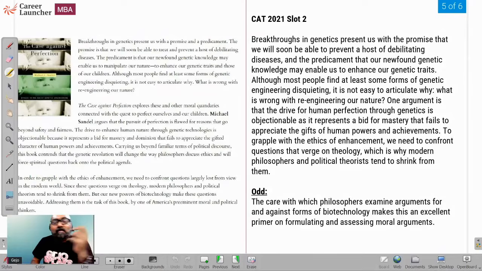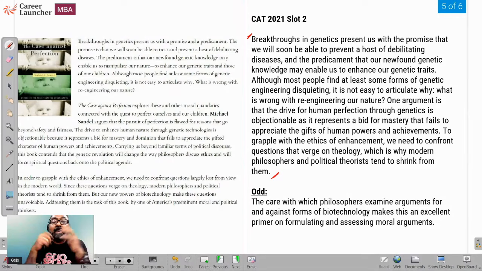And you could read this, and let's just read this sentence and see. What is the paragraph? Breakthroughs in genetics present us with a promise that we will soon be able to prevent a host of debilitating diseases, and the predicament that our newfound genetic knowledge may enable us to enhance our genetic traits. Although most people find at least some form of genetic engineering disquieting, it is not easy to articulate why. What is wrong with re-engineering nature?